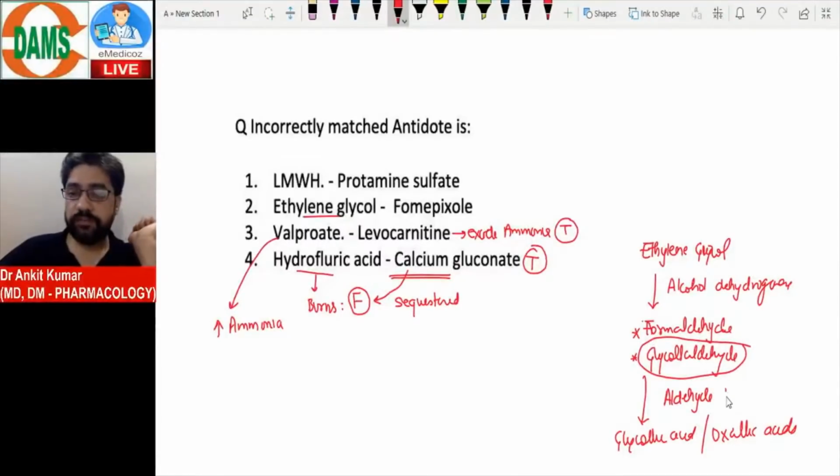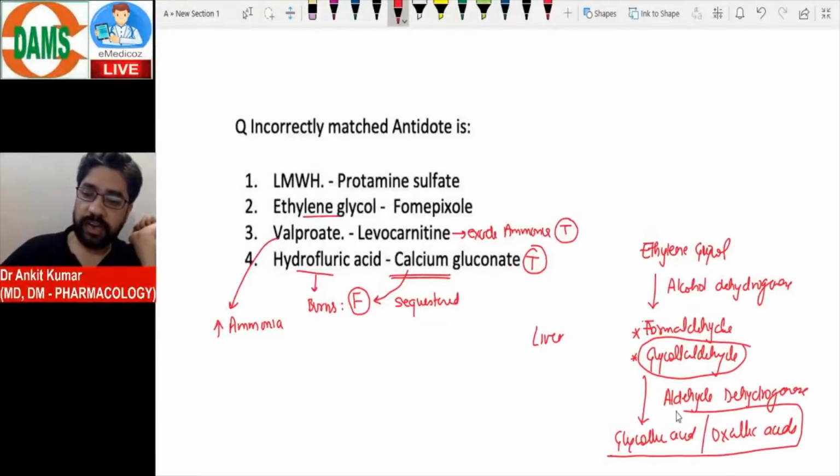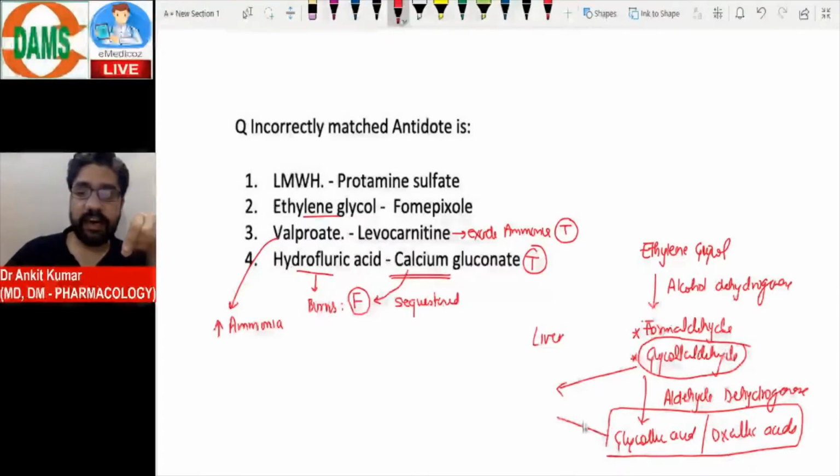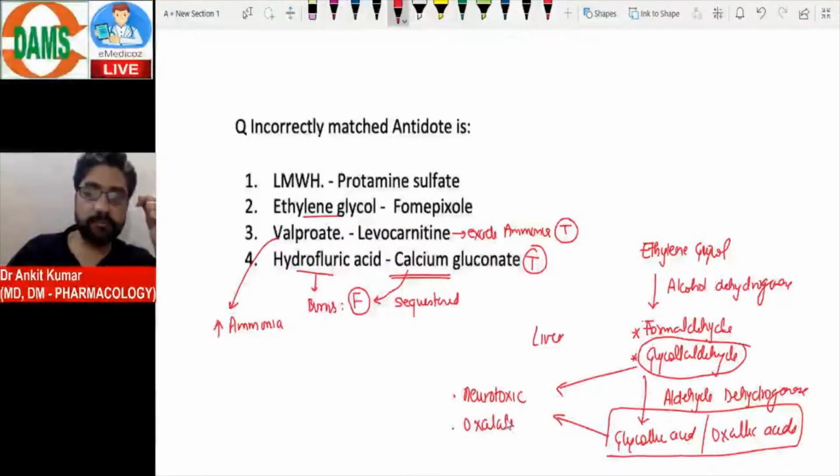One question which lingers in our mind is where these enzymes are present. These enzymes are present inside the liver. And these compounds, glycolic acid, oxalic acid, and glycolaldehyde, are highly neurotoxic molecules. They cause brain damage, eye damage, and oxalic acid leads to oxalate stones in the kidney. So ethylene glycol poisoning is a very severe poisoning. It is used as an antifreeze.